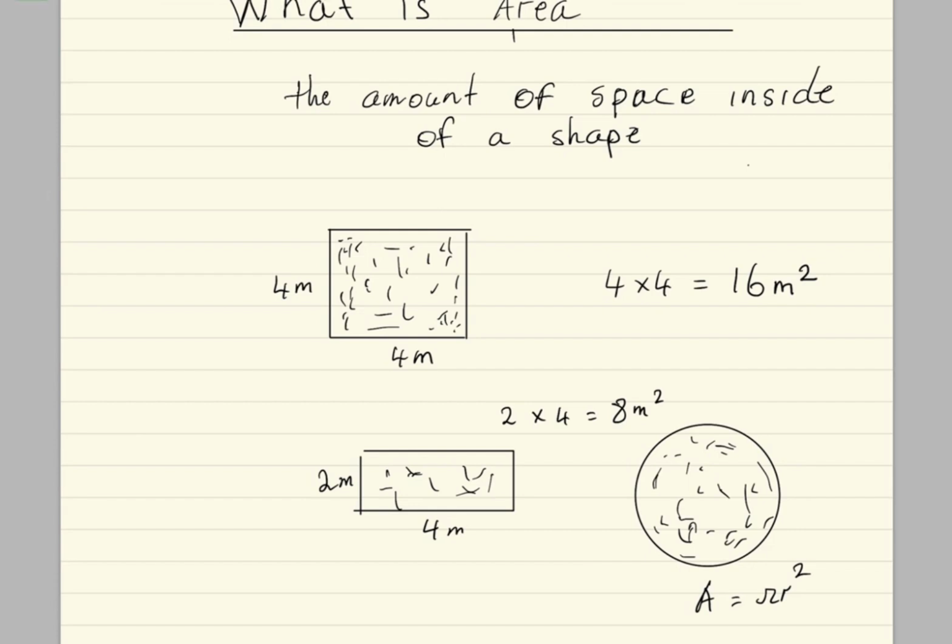So don't worry, just understand that area is essentially how much space is inside of any shape. Now, we're looking at just 2-dimensional shapes right now, left and right, up and down. There's going to be 3-dimensional shapes. There's going to be different formulas for calculating that as well. But for now, just remember that it's just the amount of space inside of a shape.